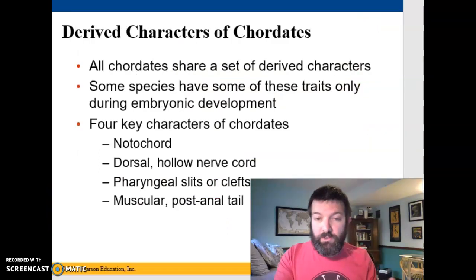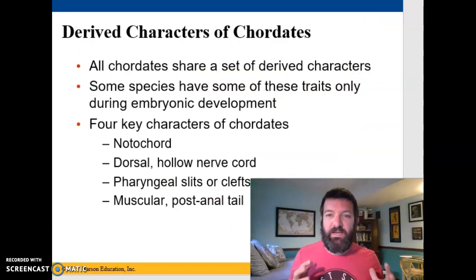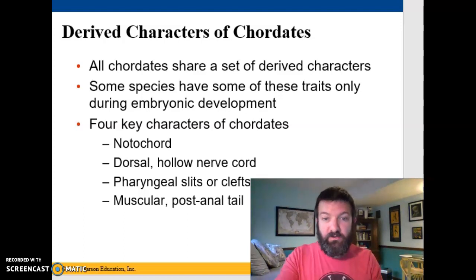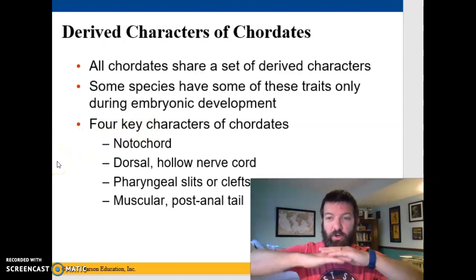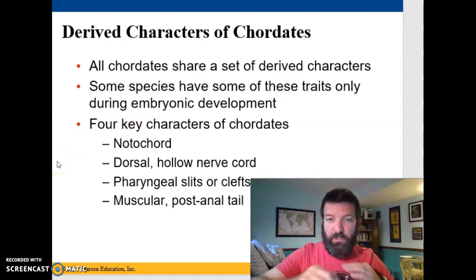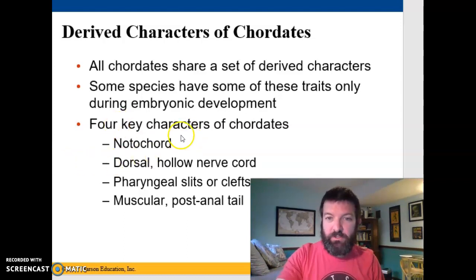But I want to start by talking about the four key characteristics of chordates. And all chordates have these four characteristics at least some point in their development or life cycle. And they are notochord, which is like a relatively hard cord, a little bit flexible, that is sort of like a skeleton. It's kind of the precursor to our skeleton. A dorsal hollow nerve cord. So this is what became our spinal cord and brain.